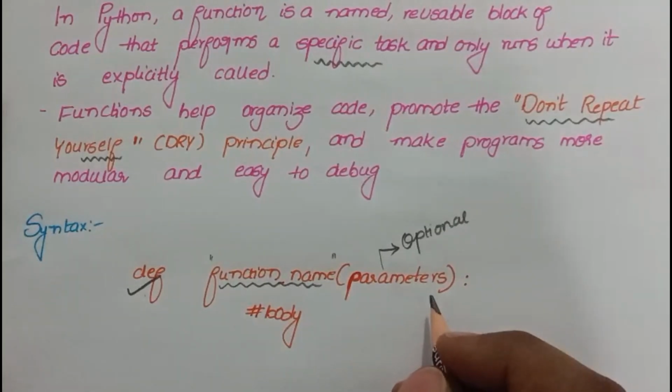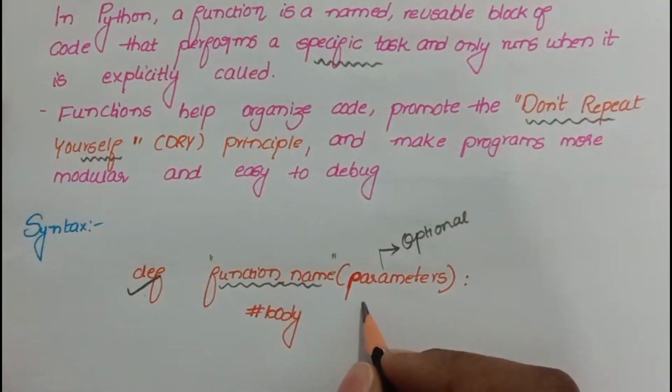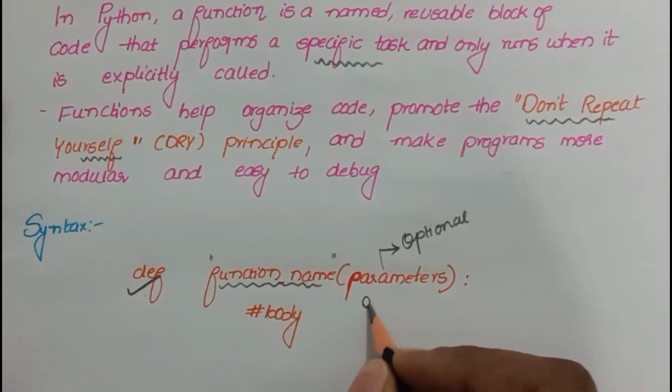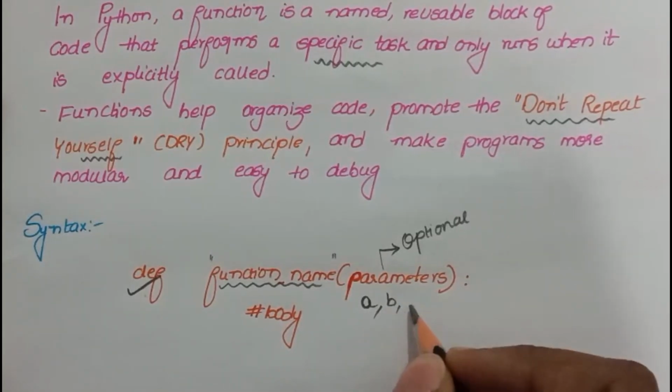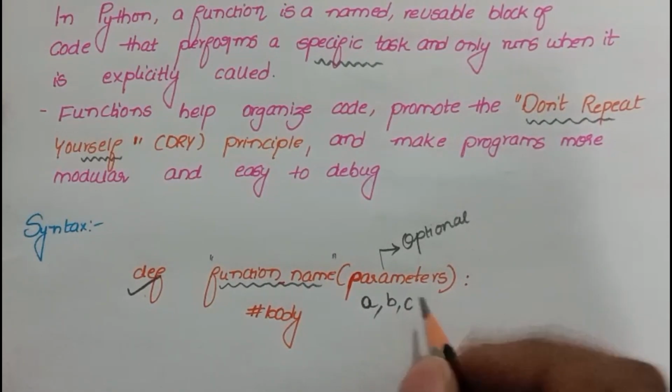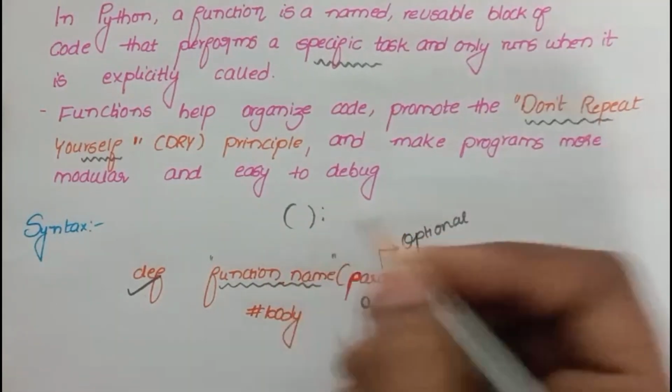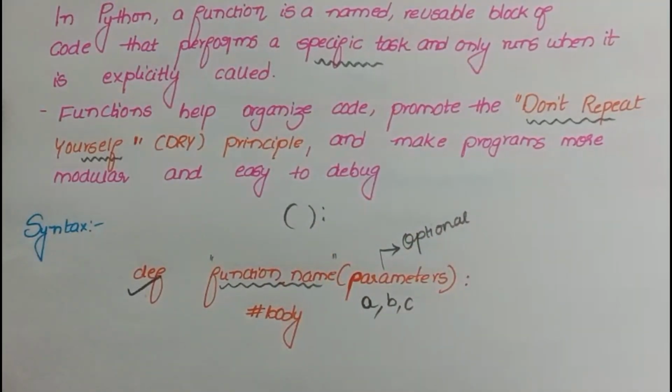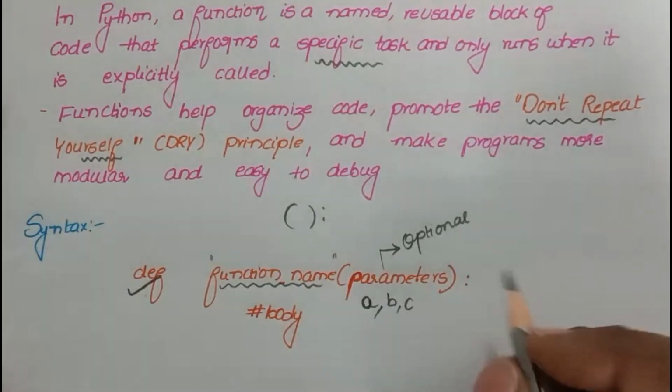If a single parameter exists, let's suppose you want to pass a single parameter and that parameter is caught by a variable a. If you have multiple parameters, separate each parameter by a comma. And if you don't have any parameters to be passed to this function, you can just use parentheses. It will be empty if no parameters are to be passed to that function, followed by a colon.